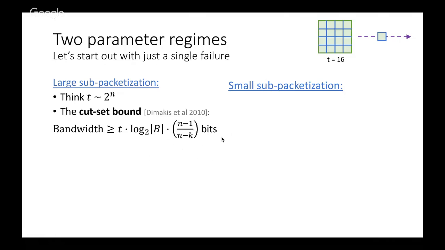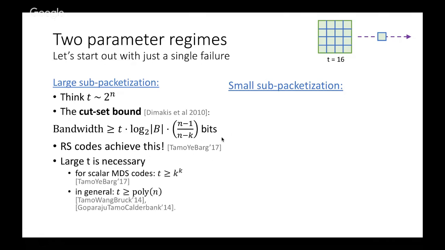And the awesome thing for the story about Reed-Solomon codes is that this is achievable with Reed-Solomon codes. This is a beautiful result of Tamo, Ye, and Barg from last year, where they actually show that Reed-Solomon codes can achieve this. However, on this large subpacketization side, this really, really big t is necessary. Tamo, Ye, and Barg actually showed that for any scalar MDS code with a linear repair scheme, you need t to be at least exponential.